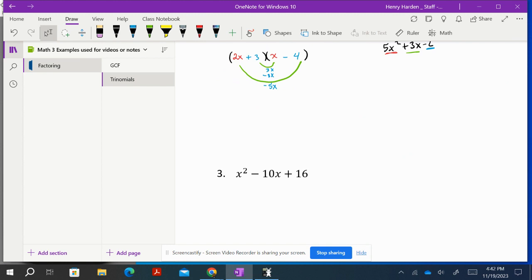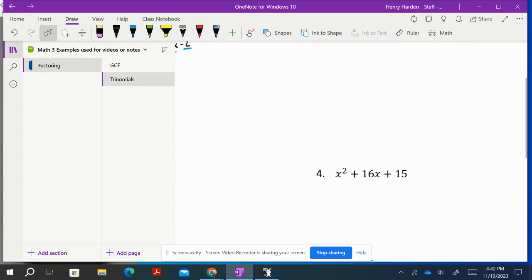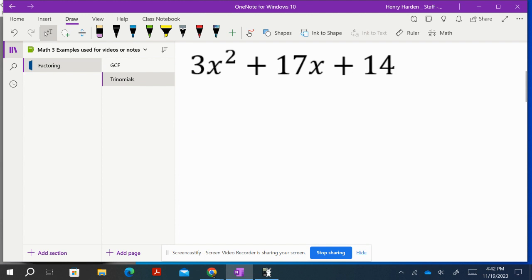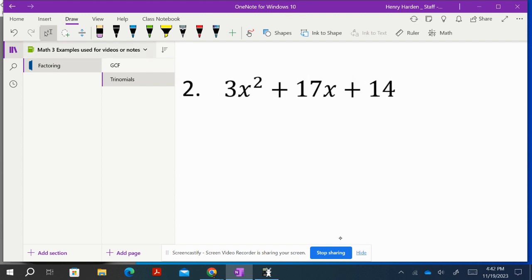So for our next one, I need something that's going to multiply to 3x squared plus 17x plus 4. So I need to go to my parentheses here. And if I say what multiplies to 3x squared, it's going to be 3 times 1. And then if I go to the 4, I say what multiplies to 4. Well, it's only going to be 1 and 4 or 2 and 2.